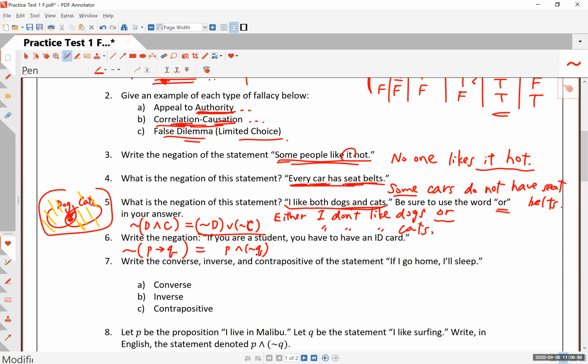Remember the negation of, let me emphasize this again, over and over again, because many students get this wrong. The negation of an if statement will not have the word if. The statement here is, if you're a student, then you will have an ID card. The negation will not start with the word if. In fact, the word if should not appear anywhere in the negation. So the statement is, you are a student, and remember this, and the word and has to be there, and you do not have an ID card.